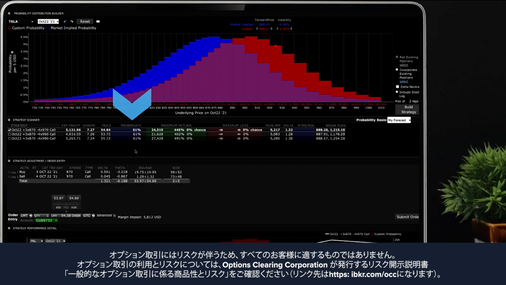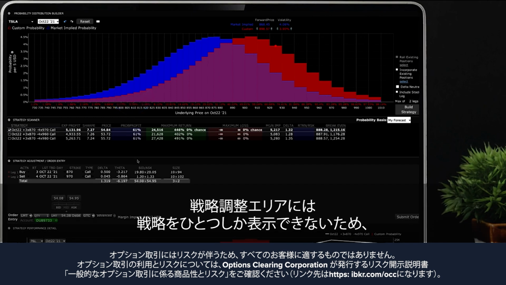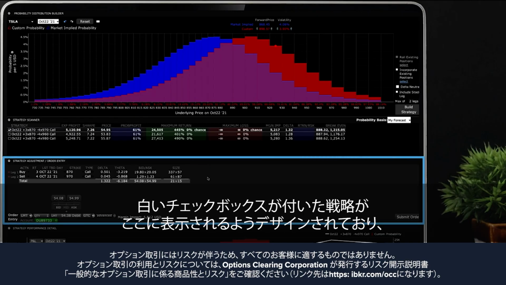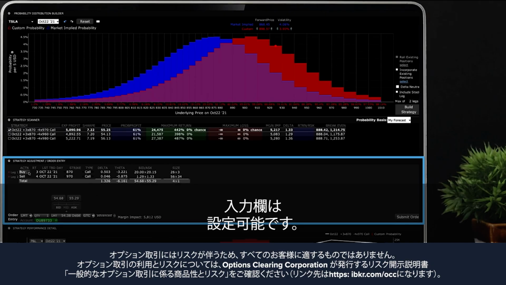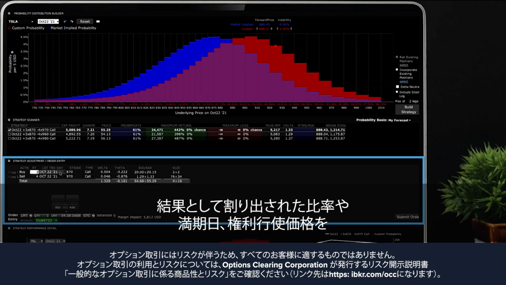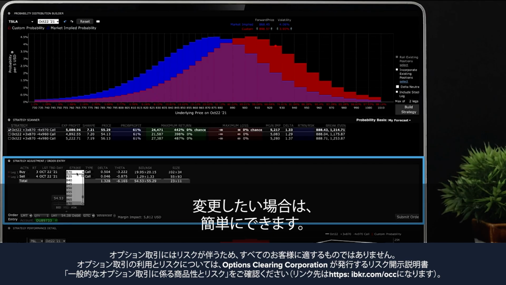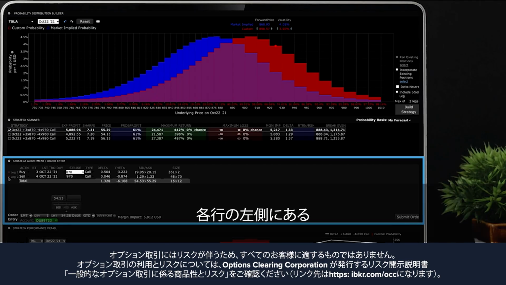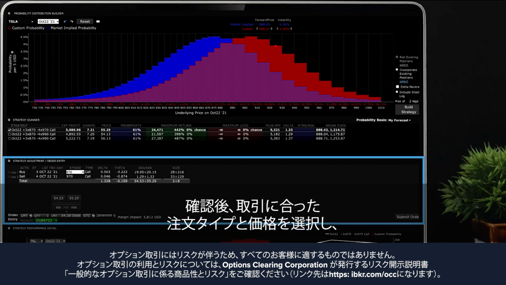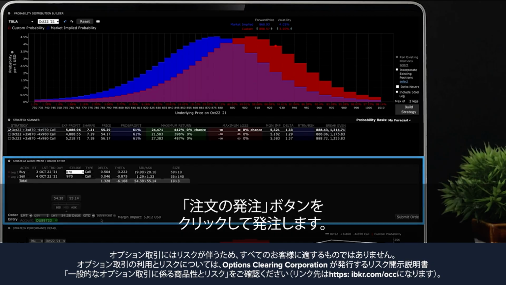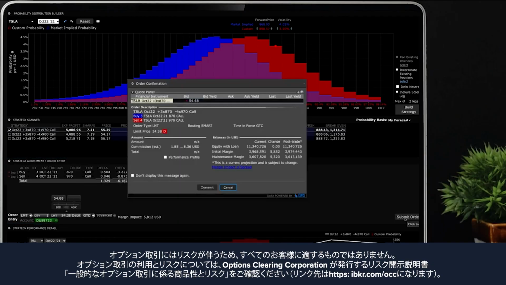Since only one strategy can be displayed in the below strategy adjustment area, the one with the white checkbox is designed to populate here and is also color-coded in the strategy performance detail beneath. Note that various input fields are configurable, such that if you want to change the ratio, expiration date or strike price for one of the returned lines, you can easily do so. You can delete an entire row by clicking the red X to the left of each line. Upon review, select the appropriate order type and price for your trade and click the Submit Order button to transmit.